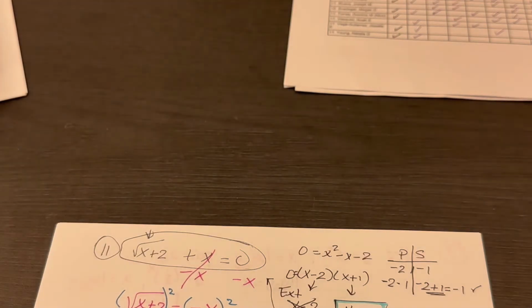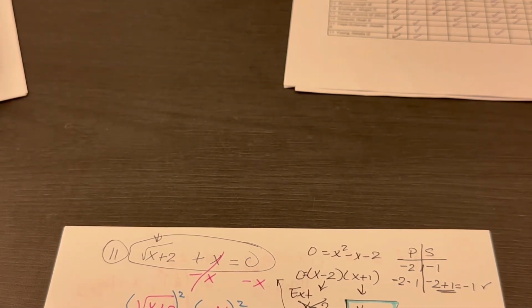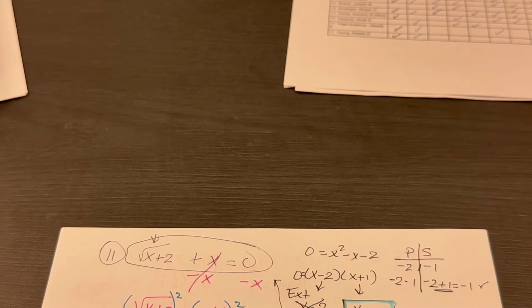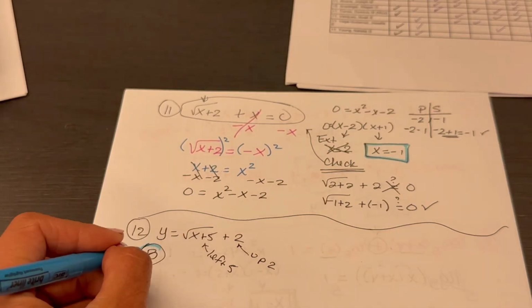So for number 12, you just had to put that it's y equals the square root of x plus 5, plus 2, because this one means left 5 and up 2. And this was letter B. Oops, you guys can't see what I wrote. My bad.